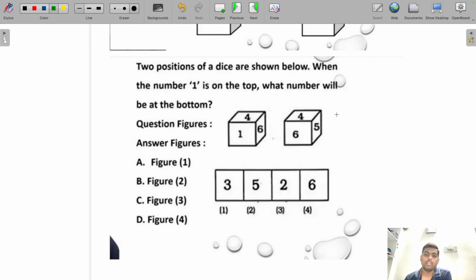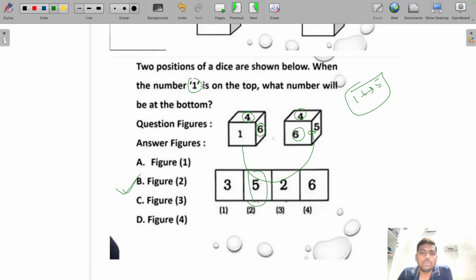You just follow. Now they have given two positions of the different dice, so when the number 1 is on top, what will be the number at the bottom, meaning they are asking what is opposite to 1. If you see here, I mentioned rule number 1. Do you remember? If two numbers are the same in two dice, meaning 4 and 6 are common in the two dice, then obviously 1 and 5 will be opposite to each other, so the answer will be 5, which is option 2, figure 2.